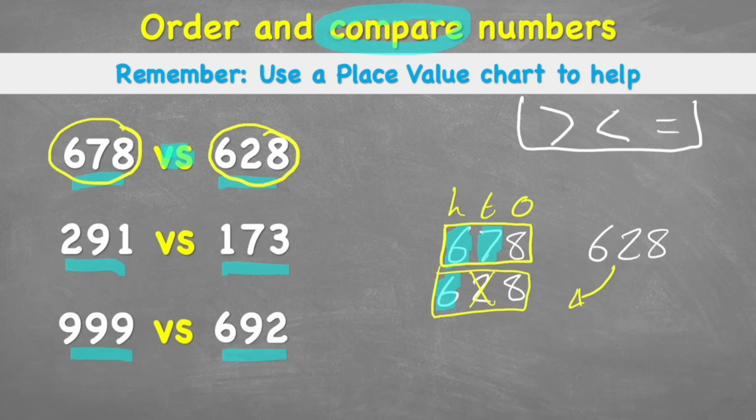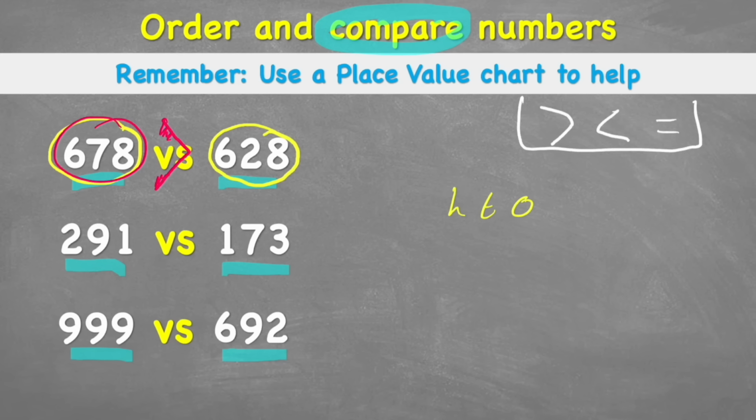So how would I show that? I can't put an equal sign because they're not equal, so I'm going to have to use one of my crocodiles. Well, which one am I going to put it with? That's right, I want the crocodile to face the bigger number. And 678 is larger. So for my first one, I'm going to use the symbol greater than.